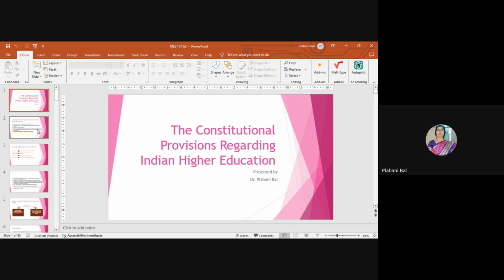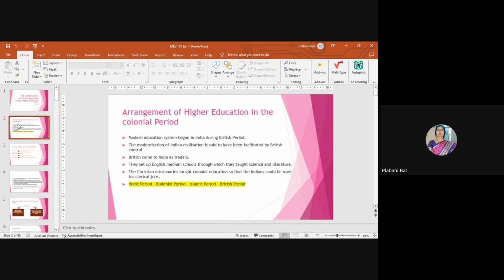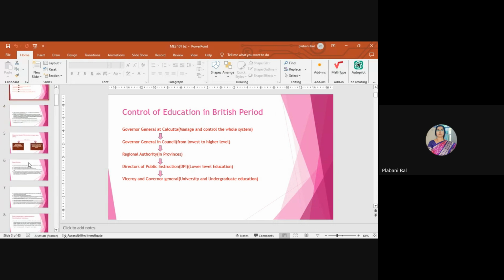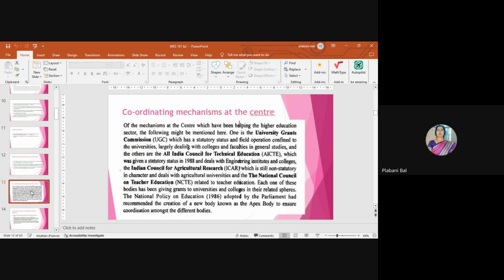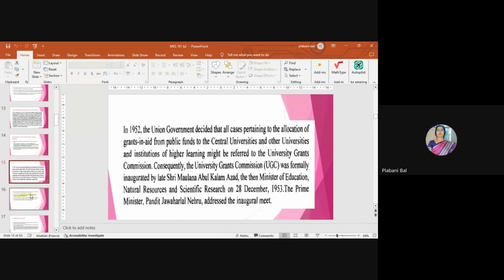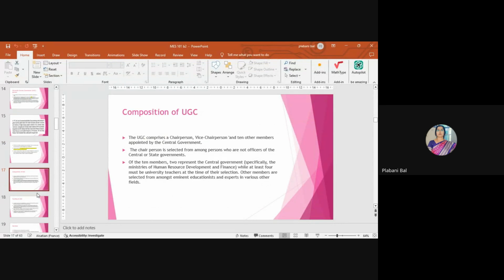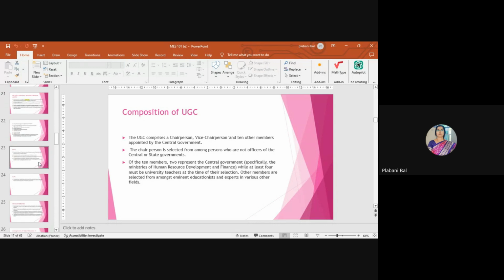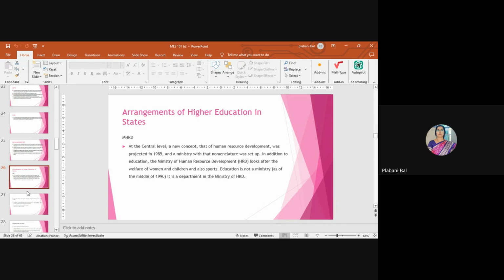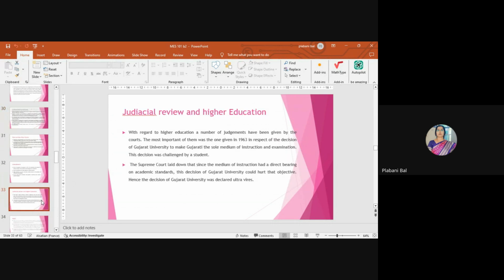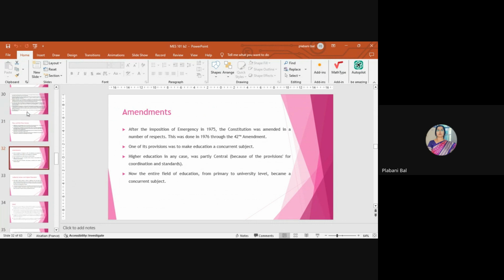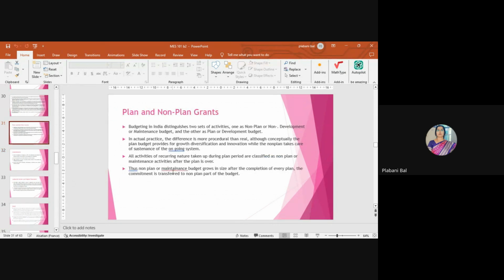So we have already discussed what were the constitutional provisions regarding Indian higher education. We have discussed the arrangement of higher education in the colonial period, what are the central provisions and state provisions, what is the coordination mechanism at the center, and what is the coordination mechanism in the state, then UGC. About UGC we have discussed in detail. MHRD also we have discussed yesterday, then objectives also. Today we will start from the plan and non-plan grants.